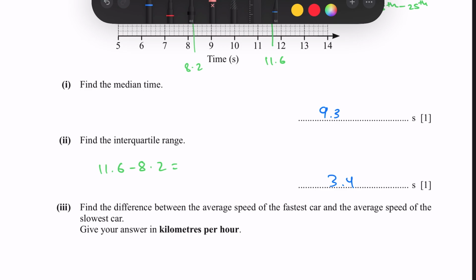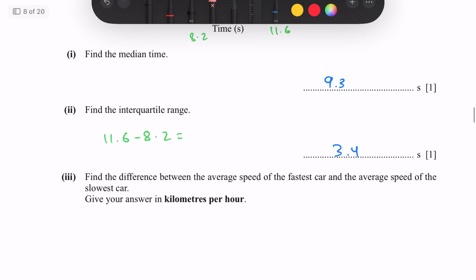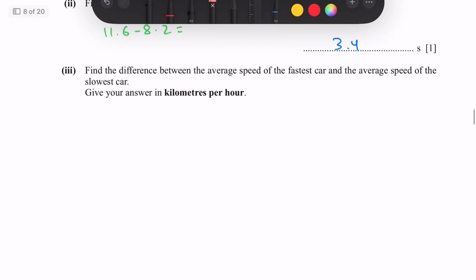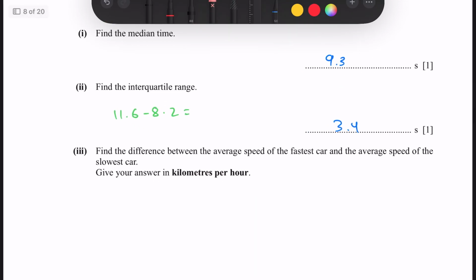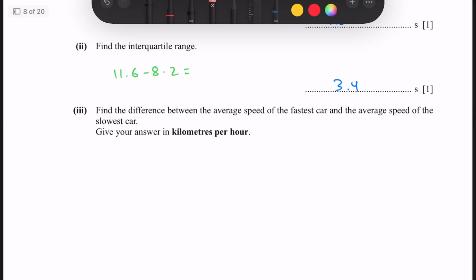Now part III says to find the difference between the average speed of the fastest car and the average speed of the slowest car. So in this case, let's first write our values of speed. The formula for speed: speed is equal to distance over time.